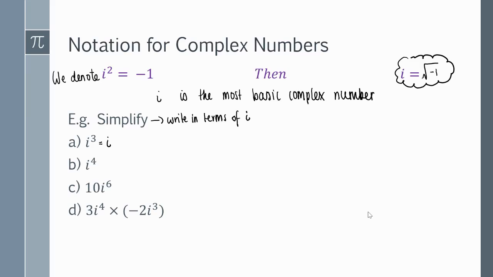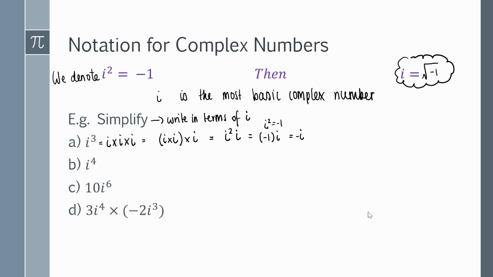i cubed. I can write i cubed as i times i times i, or I could write this as i times i in a bracket, times i. So i squared times i. This is great because I know what i squared is. That's -1 from the statement above. And so I have written i cubed as -1 times i, or just -i.